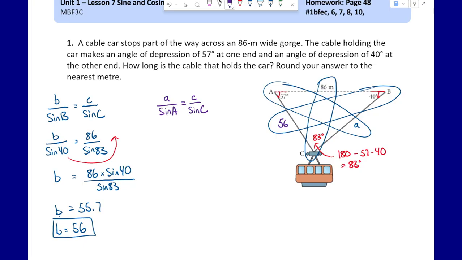So set up my formula. Let's plug in our information. We don't know side A. We do know sine of 57 because that is angle A. C again is 86 over sine 83. So very similar setup to the last one. We're going to bring the sine 57 up and multiply. So 86 times sine 57 divided by sine 83.